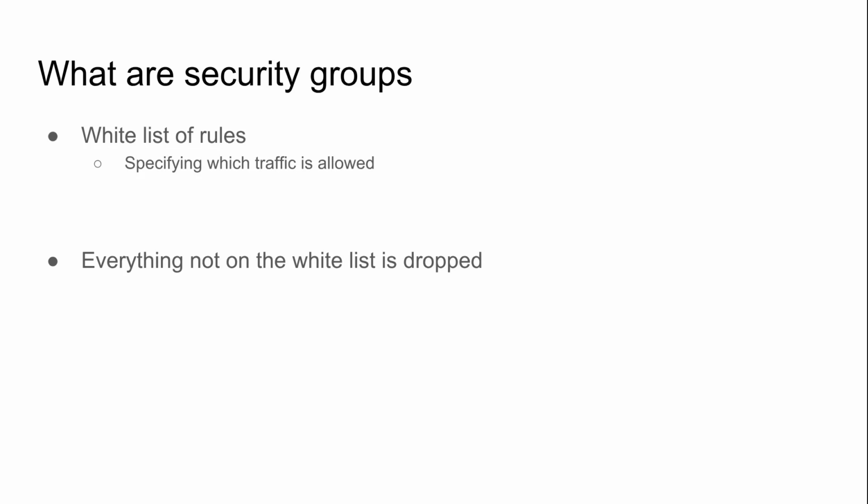The second question we need to answer is what security groups actually are, and they are a whitelist of rules akin to ACLs. This means that by default, all types of traffic are dropped, and you have to explicitly whitelist each and every type of traffic you are interested in, meaning that you need to provision rules to allow those flows.